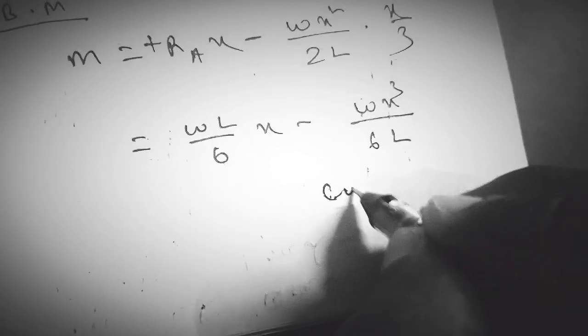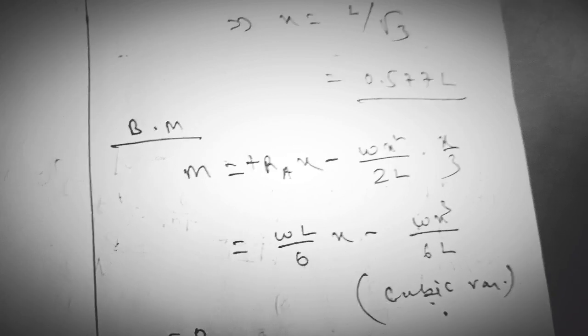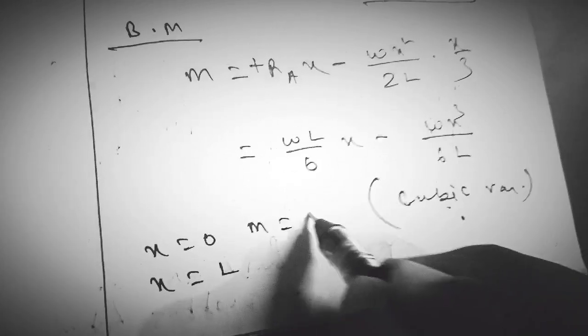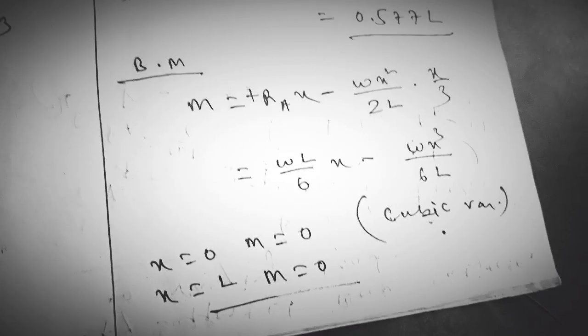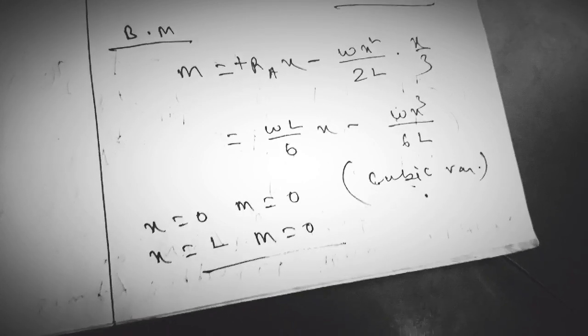What kind of variation is it? It is cubic variation. Now if you put x equal to 0 and x equal to L, you can find the bending moment at x equal to 0 will be 0, and at x equal to L also the bending moment will be 0. So where will be the maximum moment? We know that where shear force is 0, maximum moment will occur there. We have seen that shear force is 0 at x equal to L by root 3. So the maximum bending moment will occur at x equal to L by root 3.